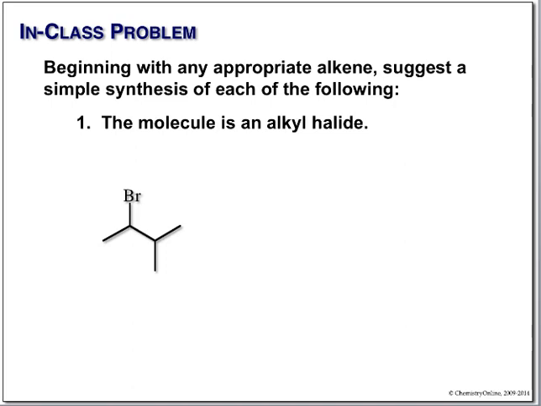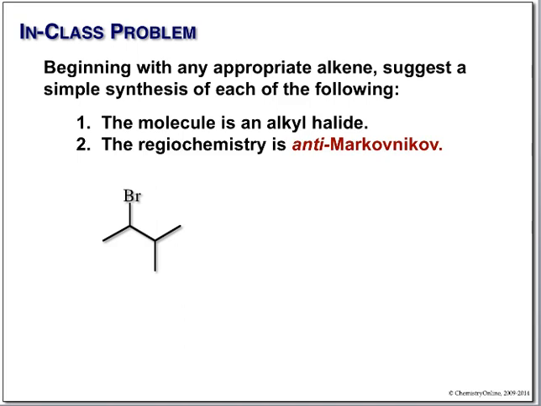I know that alkyl halides can either be Markovnikov regiochemistry or anti-Markovnikov. So we look at this and say, the bromine is not attached to the center in the molecule that would be the most stable carbocation. Therefore, this is an anti-Markovnikov alkyl halide. So that's the answer to the first question. What is this molecule? It's an anti-Markovnikov alkyl bromide.